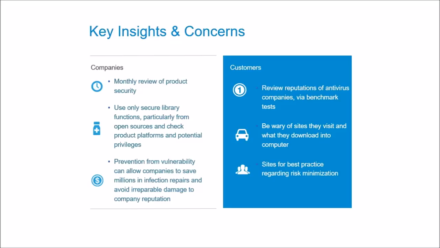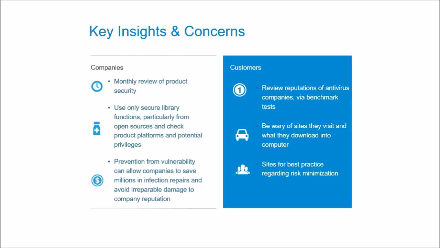For corporations, a good development team should take some time out of their month to review the security of their products in production. Using more secure library functions, especially open source material, and checking the production platforms and its potential privileges can be a start. Unfortunately, this can be seen as wasting company time on exploits that are hard to detect. Yet one vulnerability can lead to millions of dollars in damages and loss of company reputation. Allowing developers to co-review their code and to use secure libraries and functions may be worth it in the long run.